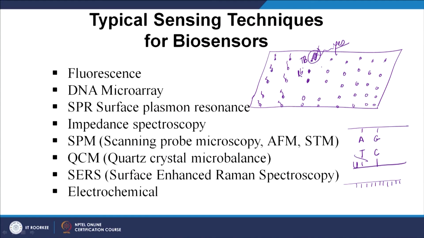Then we have SPR, surface plasmon resonance. Again, you have an analyte, you have a bioreceptor, they interact, and then the surface plasmon resonance changes. When that happens, you can detect it and convert it into an electronic signal. Then we have impedance spectroscopy.